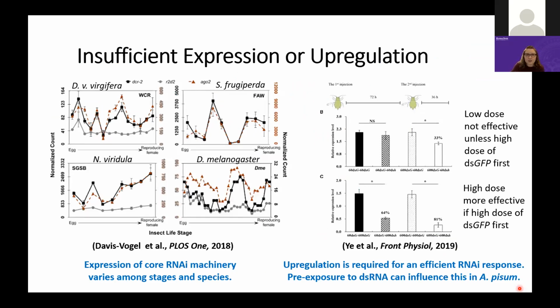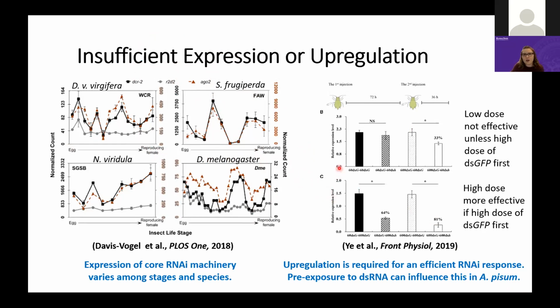Expression and upregulation of the core enzymes is also a very important part of this story. Here on the left, you can see expression profiles for Dicer-2, R2D2, and Argonaute2 throughout the different life stages of 4 different insects. And you can see here that expression of these enzymes is highly variable over time and between species. And so if you're trying to target a life stage that has very low expression of the core enzymes, you're likely to see lower RNAi efficiency than if you target other life stages or even other species with higher expression of the core enzymes.